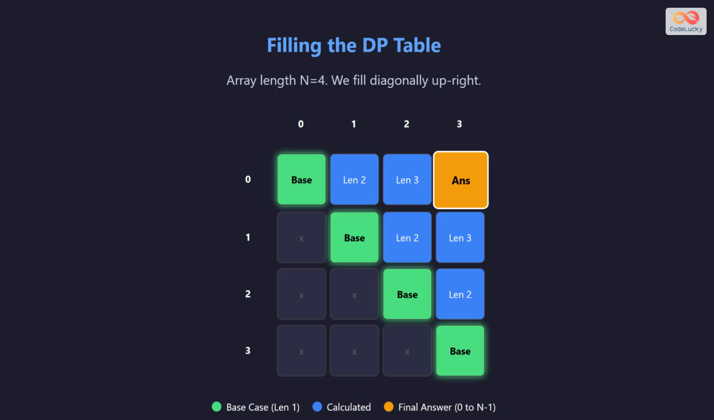We can build this solution bottom-up. The base cases are when there is only one number left. The score is just that number. This fills the diagonal of our table. Then we calculate ranges of length 2, then length 3, and so on, filling the upper triangle of the matrix until we reach the top right corner, which represents the answer for the full array from 0 to n-1.